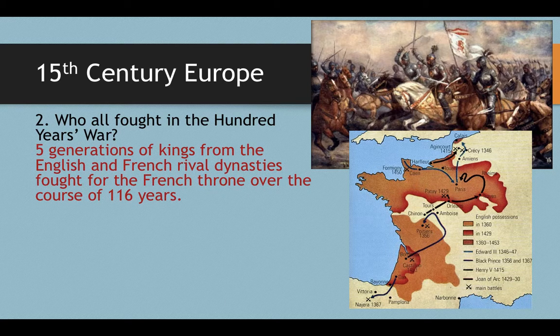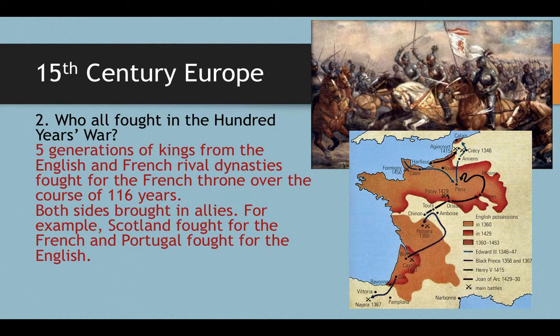So you have generations passing away during this war. It's just lasting so long. Consistently, the goal is to claim the French throne. The English wanted to usurp it, and the French wanted to keep it. Now, both sides brought in allies. It was not just England versus France. For example, Scotland fought for the French because Scotland did not like England, and Portugal fought for the English because Portugal did not like France. All right, so both sides brought in allies, just like happens with a lot of other wars here.